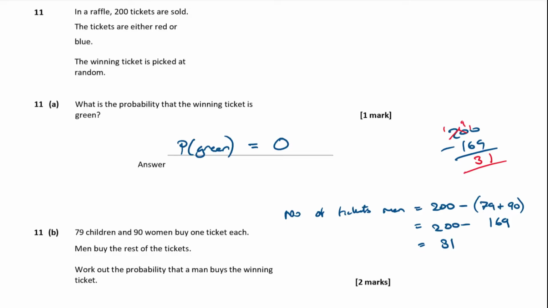I just kind of worked it out, kind of jumped down the number line to work it out. So anyway, I know there are 31 men, so then the probability that a man wins is going to be the number of tickets that men bought divided by the total number of tickets sold, which was 200. So it's going to be 31 out of 200.